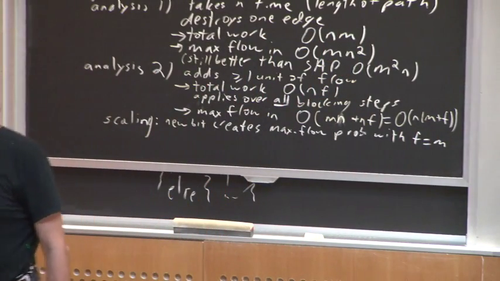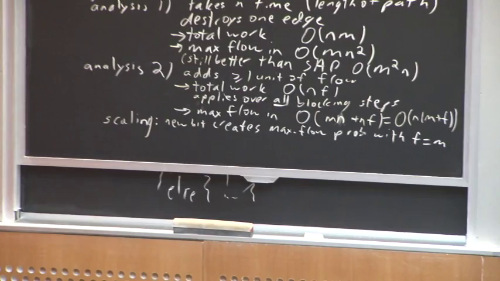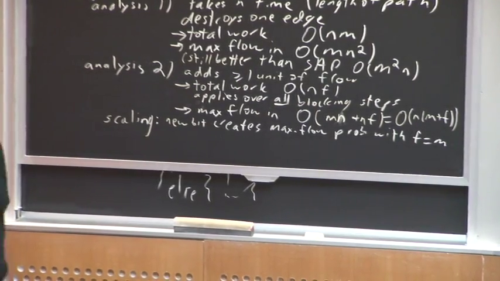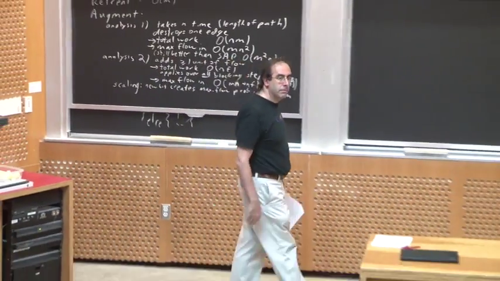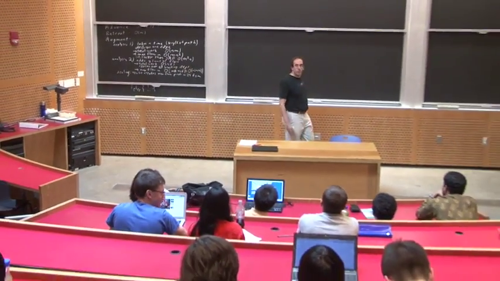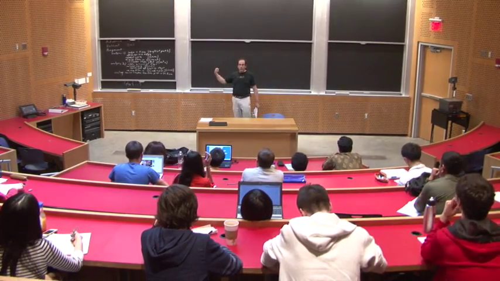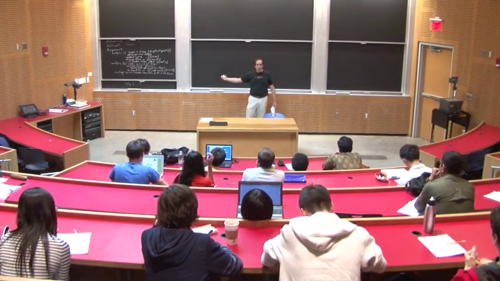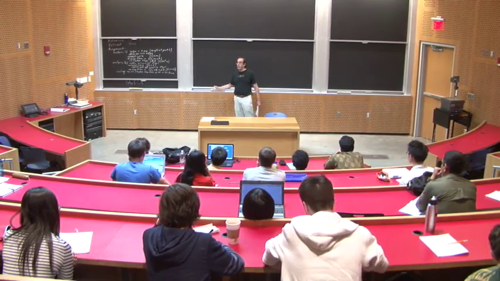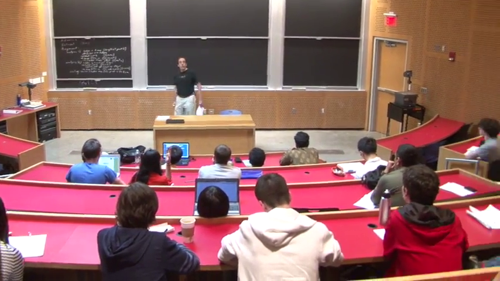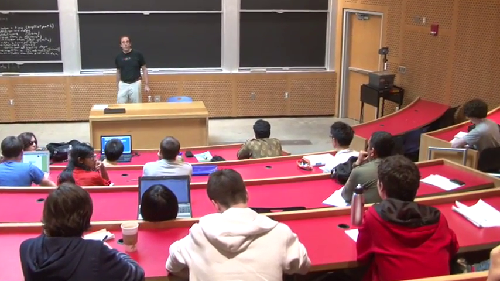Does anybody remember why, if I scale in 1 bit, the max flow in the resulting graph is at most m? Right, we use this argument in our analysis of standard augmenting path scaling. And we're just going to reuse it here. Yes? Your min cut has at most m edges to it.